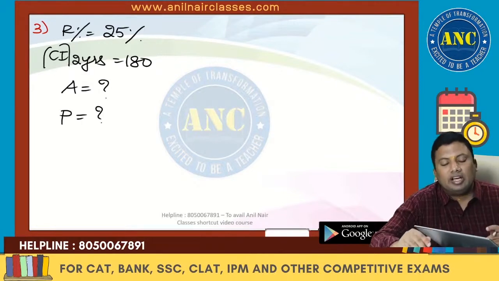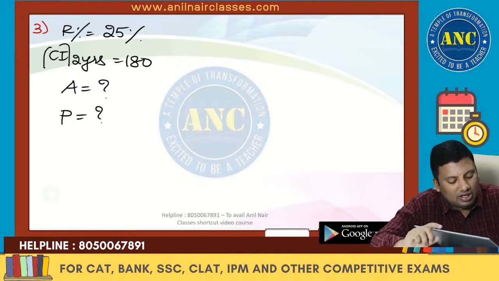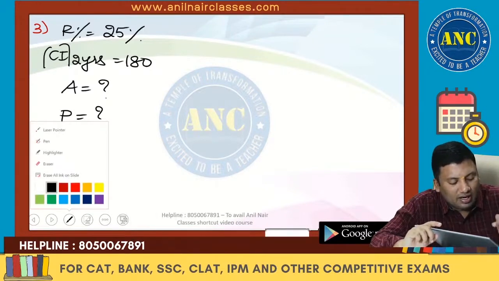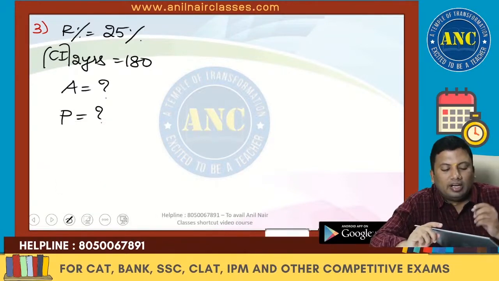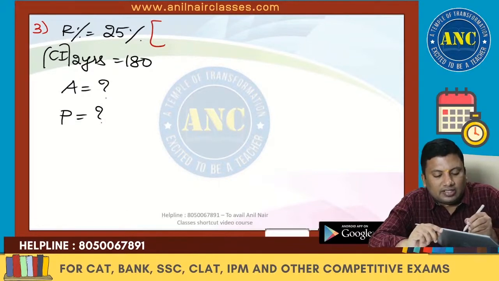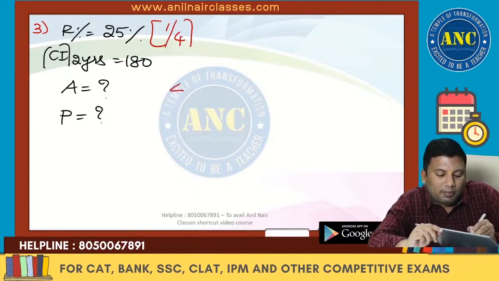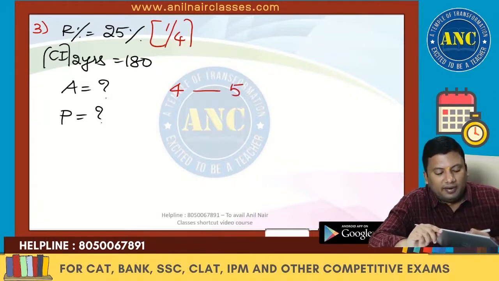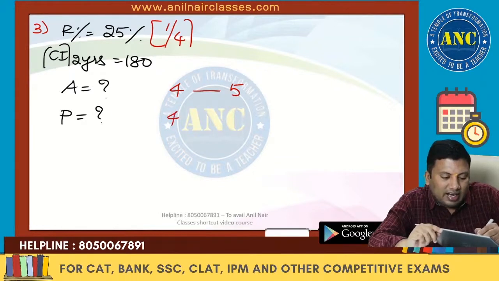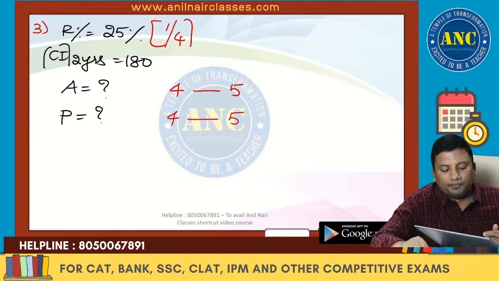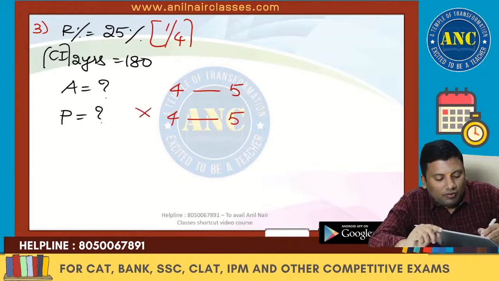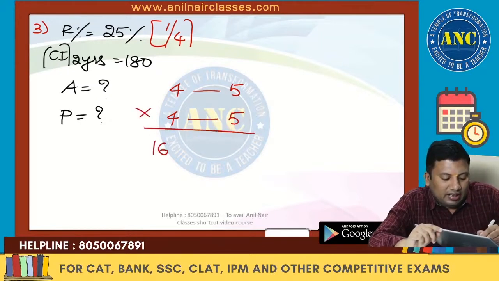R percentage is 25 percentage. CI for 2 years is 180. 25 percentage is 1 by 4. Denominator always represents the initial value. 4 one increase, it is 5. This is for the first year. Second year also it is 25, 4 is nothing but 5. So one event after another event. This is 16 and it is 25.